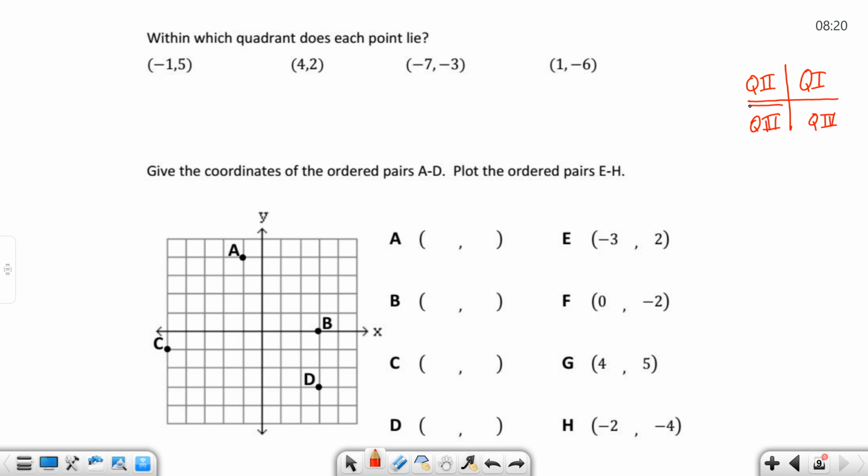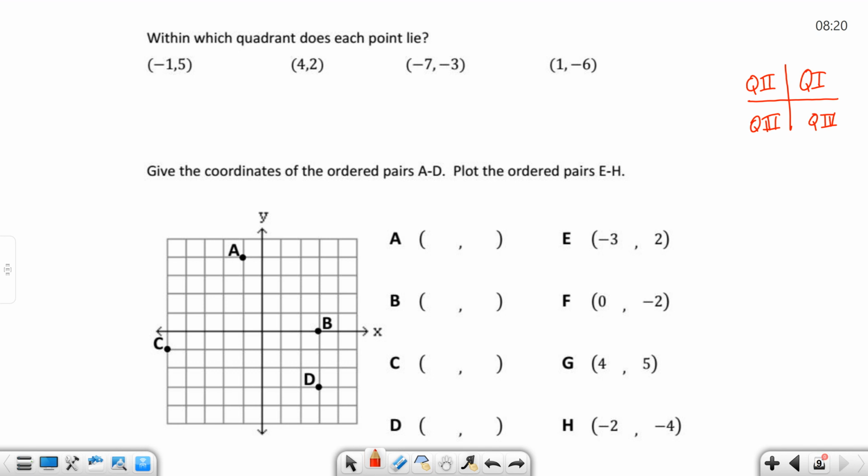The third quadrant is left and down. They're both negative. So first quadrant, both positive. Third quadrant, both negative. And then the fourth quadrant, the X is positive. That's to the right. And it's down. So that's going to be negative on the Y. So positive, negative is quadrant 4.